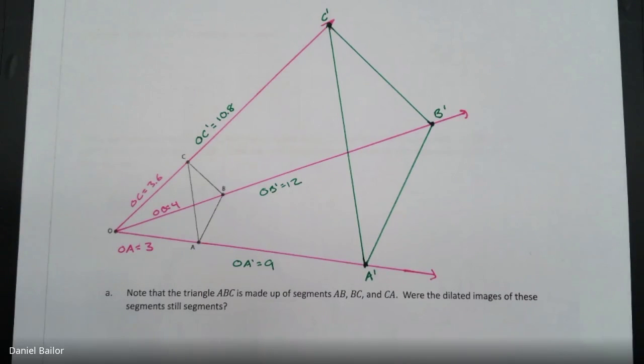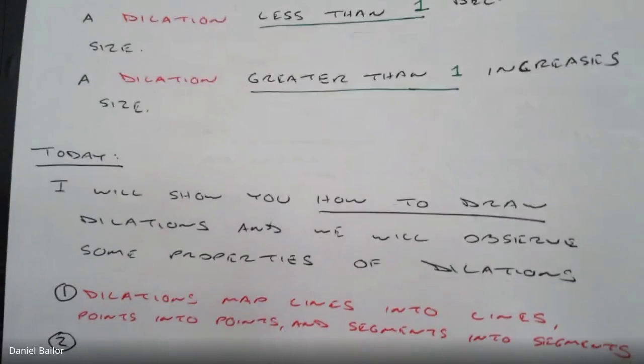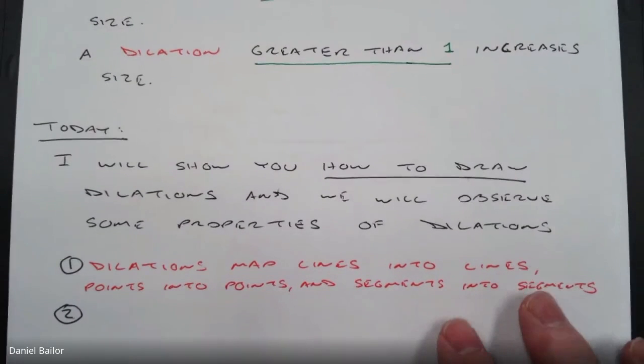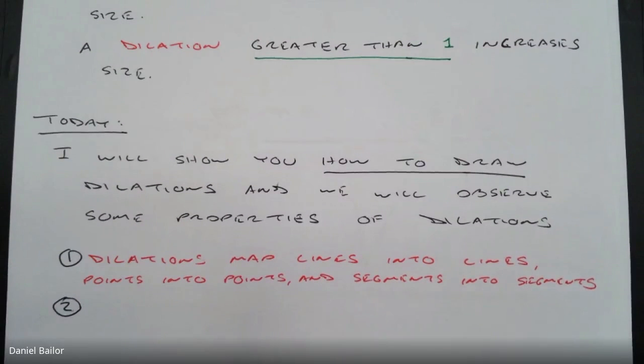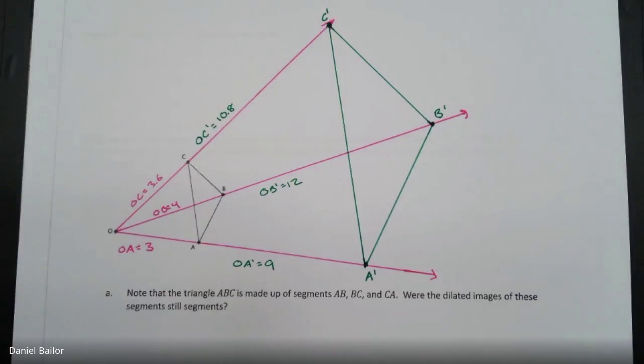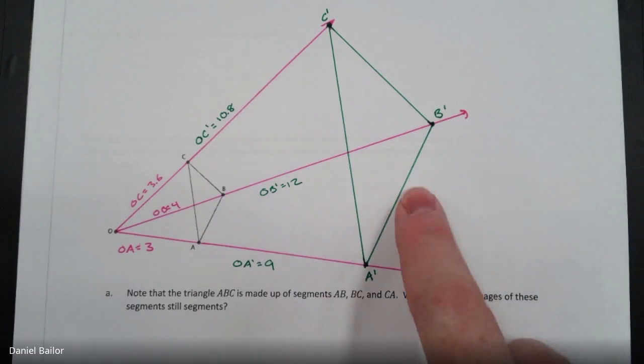So that goes back to the first property we were just talking about. Dilations map lines into lines, points into points, and segments into segments. The shape stays the same, only the size changes. So that is exactly how you dilate something to make it bigger. Hopefully you follow along with me. You drew your rays, you measured precisely, you multiplied to do the math, and your new triangle looks just like that.